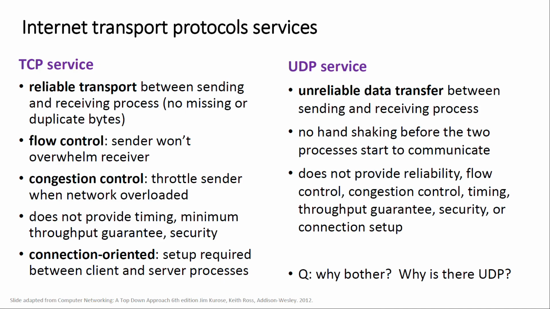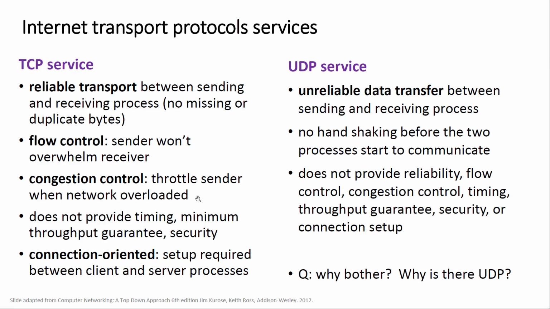Internet transport protocol services: we actually use two services here, TCP and UDP. TCP is the one that we use most of the time, because it provides reliable transport between sending and receiving process. There are no missing or duplicate bytes. It has flow control, so the sender won't overwhelm the receiver. And it has congestion control.